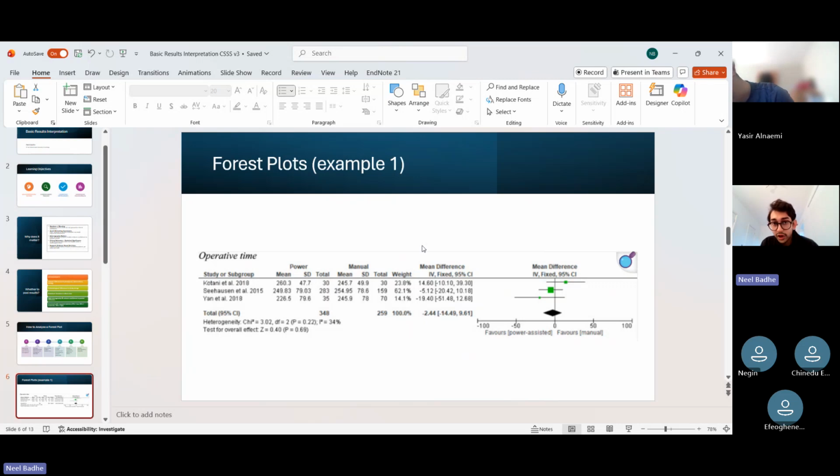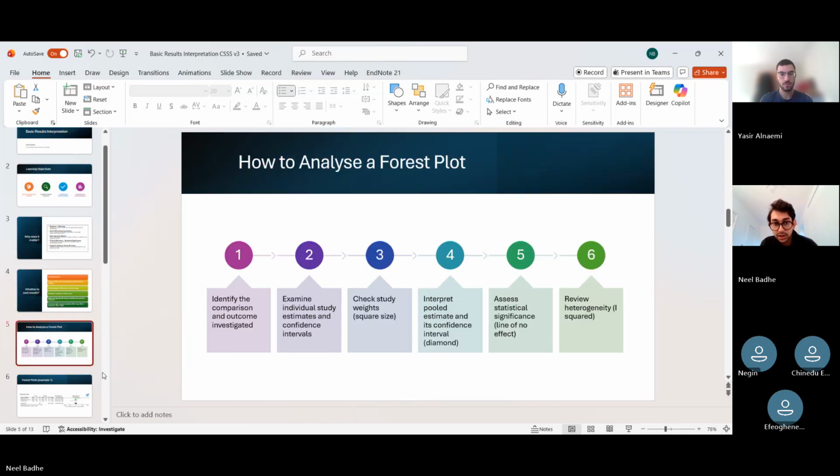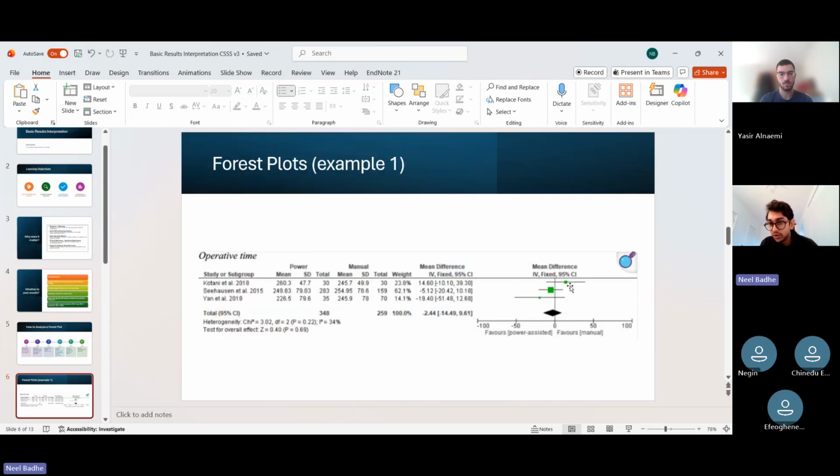So for the first one, just to go through the 6 bullet points. Number 1, it's a comparison between power and manual assisted screw placement, and it's looking at the outcome of operative time. So that's step 1 here, identify the comparison and outcome. Step 2 is individual studies. So would one of you like to have a go at saying what the effect size is for each of the 3 individual studies, and what can you infer?